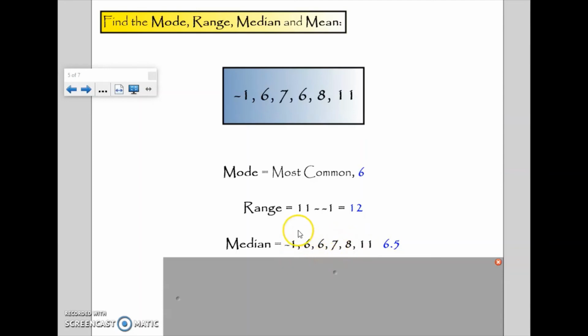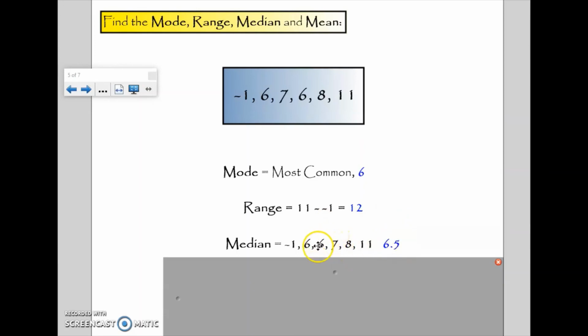If I look in the center, so if I crossed out my lowest value and my biggest value and my second lowest and second biggest, I would be left with 6 and 7 in the center. I'm left with 6 and 7. I do not say that my median is 6 and 7. That would be incorrect. What I do have to do is find the midpoint in between 6 and 7, which you can see is 6.5.